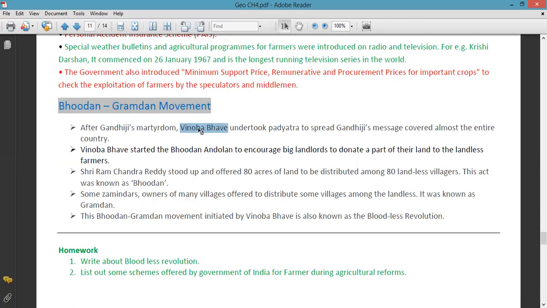Who is this fellow Vinoba Bhave? He is a follower of Mahatma Gandhi. In short, I said. Let us discuss this movement. What kind of land reform was carried out under this movement? After Gandhiji's martyrdom, Vinoba Bhave undertook a Padayatra to spread Gandhiji's message, covering almost the entire country.